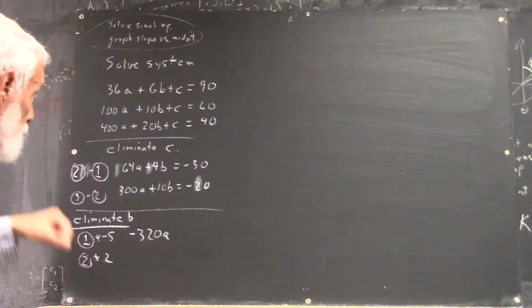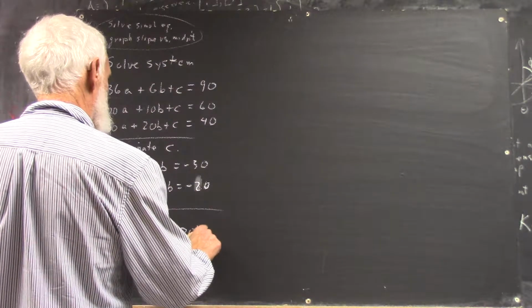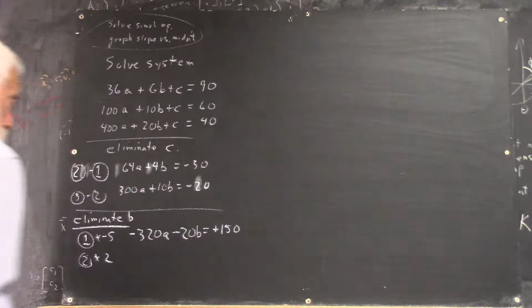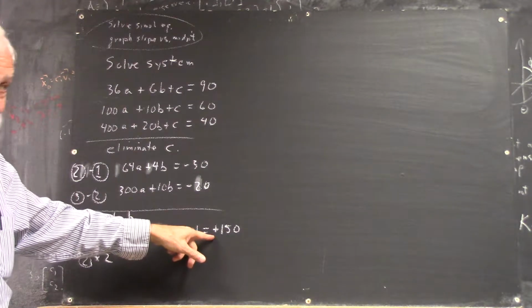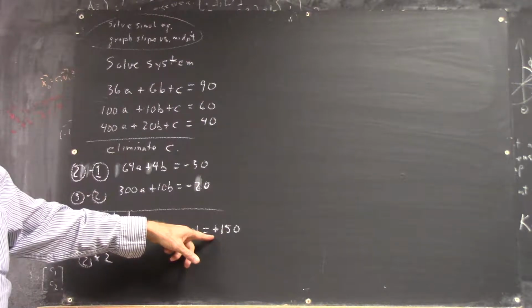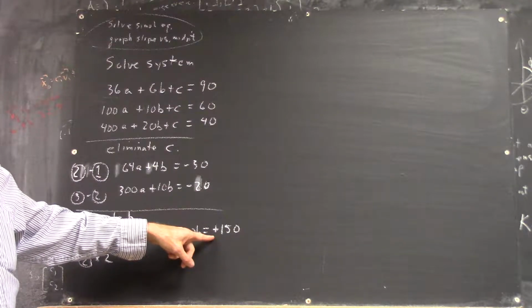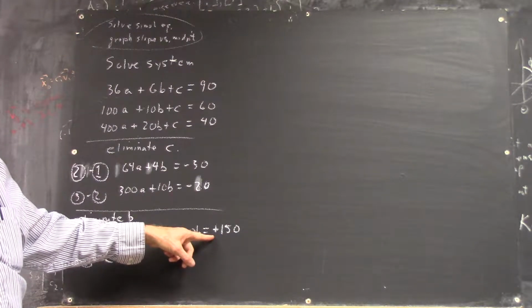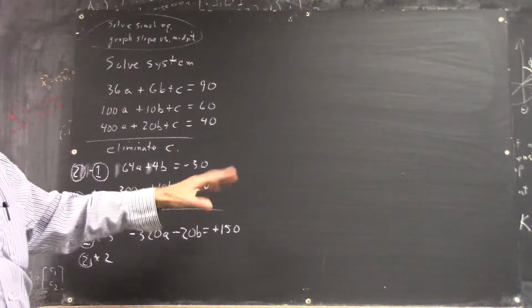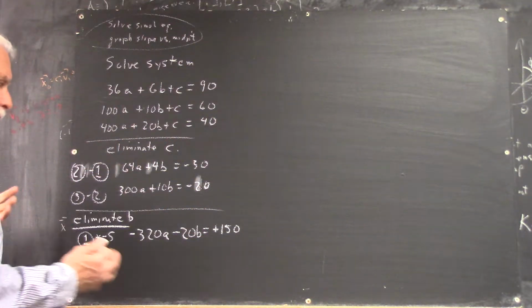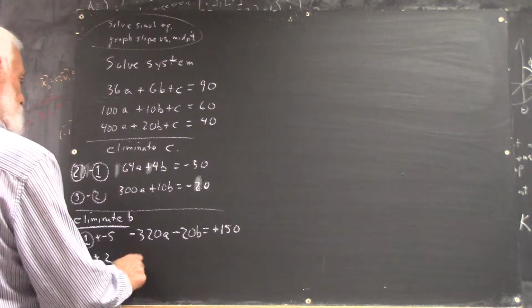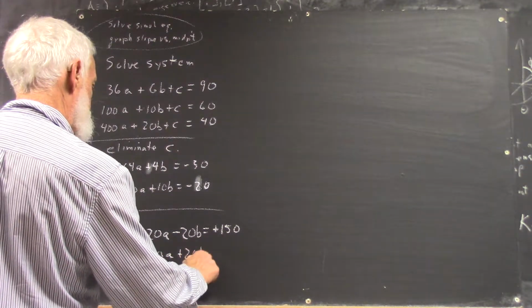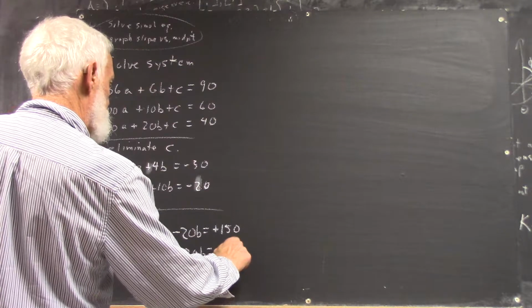I'll get -320 minus 20b equals plus 150. Now you don't have to write a plus. But I kind of recommend it just so you make sure you're really paying attention to signs, because that's where people usually make mistakes. So that's just something that I recommend, but it's not necessary at all. Now I multiply the second by 2, I get 600a plus 20b equals -40.